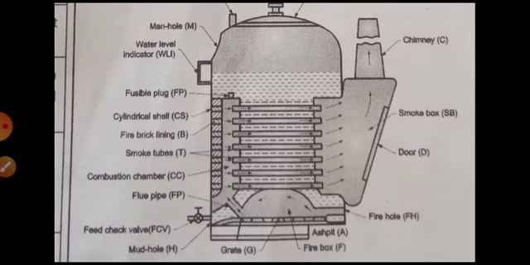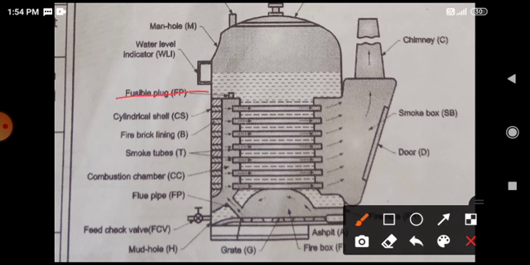See this: fusible plugs, to burn the fuel, cylindrical shell, then fire brick lining to reduce the heat transfer or heat losses, smoke tubes. From these tubes the hot gases pass through. From all these tubes these gases pass. Then combustion chamber, you can see here this cavity is the combustion chamber, and the flue pipe. Yes, this is the flue pipe.